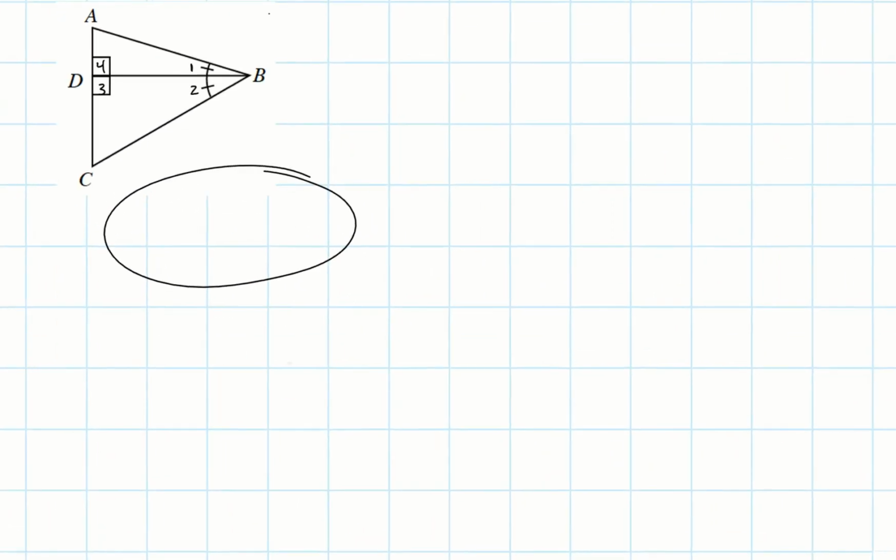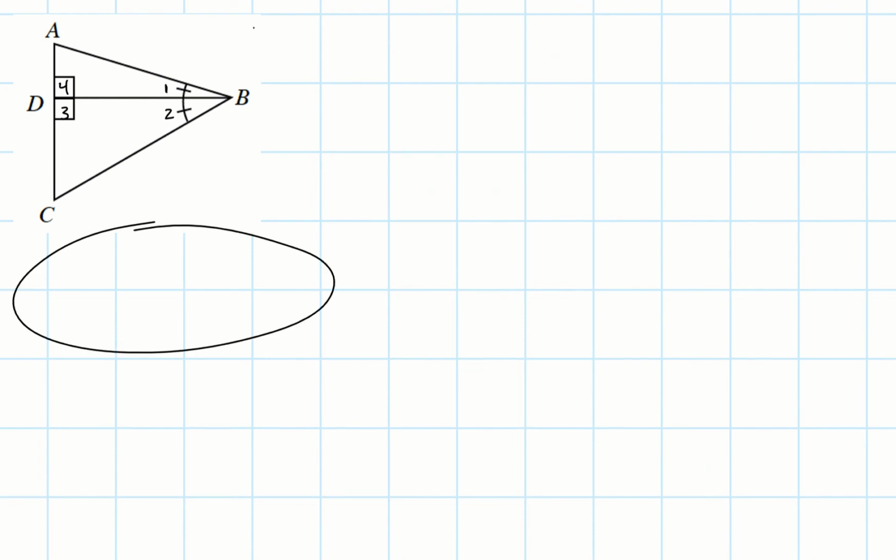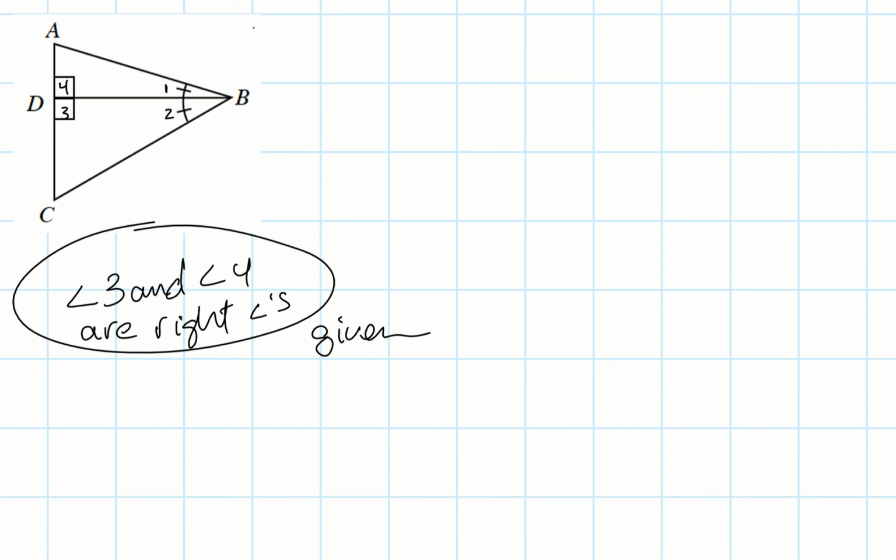So let's start with this. If I want to talk about the angles I labeled angle 3 and 4, I could say angle 3 and angle 4 are right angles. And that's given, right? In the diagram, that square marking tells me that those are right angles. It doesn't say they're congruent angles, but come on, we know they are because they fit the definition. They're both 90 degrees. But they're given as right angles.